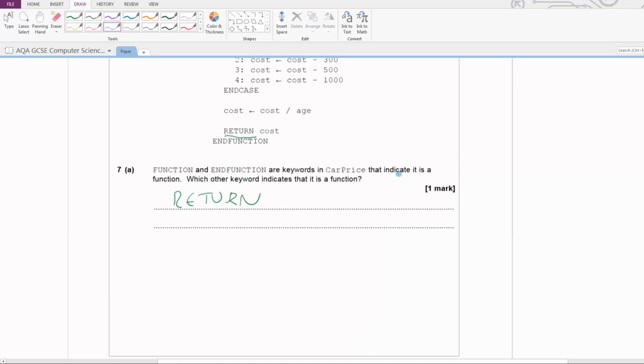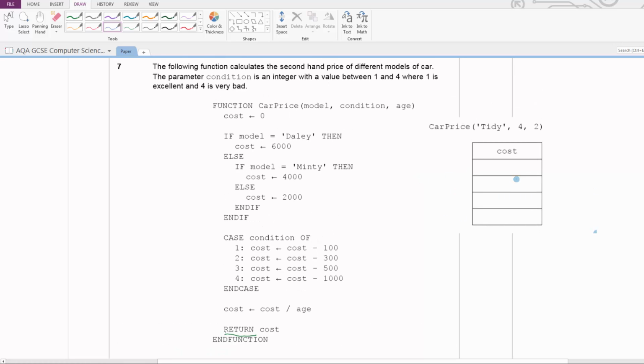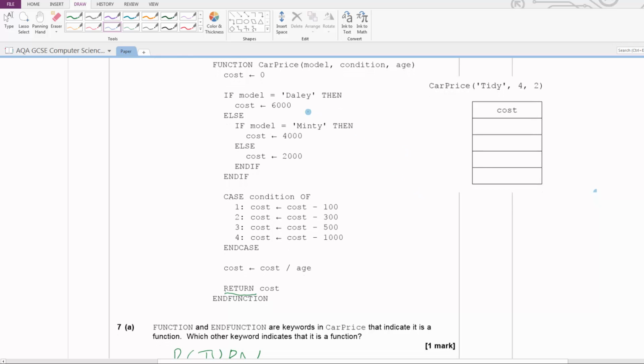I don't have to keep scrolling, so I've copied the trace table across. A trace table is just used to show the values of a variable throughout the execution of a program. So we have to fill in 4 boxes here for cost. So first of all, straight away, regardless of our arguments, cost is 0. So that's going to be our first one. Hopefully you should get that.